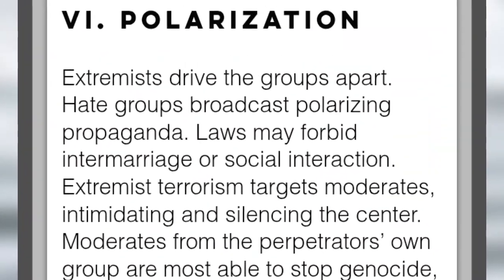I thought it was militias, but it's actually militias. You know, mini militia, right? Stage 6 is polarization. This one is very interesting for me because extremists drive the groups apart. Hate groups broadcast polarizing propaganda. And this one is probably the one that is more attractive to people still pushing this narrative, you know what I'm talking about? Laws may forbid intermarriage or social interaction.